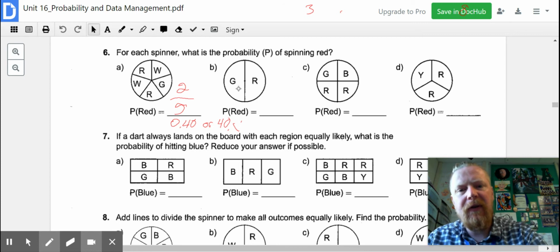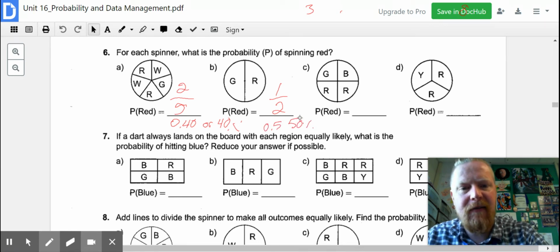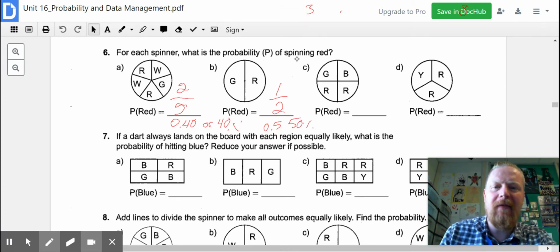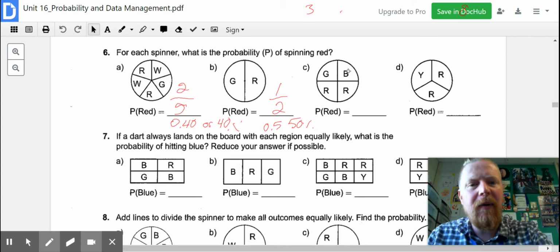What about this one? Green and red. Well, there's 1 red zone and there's 2 possible outcomes. So my probability is 1/2, which is 0.5 or 50%. And you can see that you've got a 50% chance of spinning red there. What about the probability of red there? There's 2 possible red zones, 4 possible outcomes. So I've got 2/4, which is equal to 0.5 or 50%.